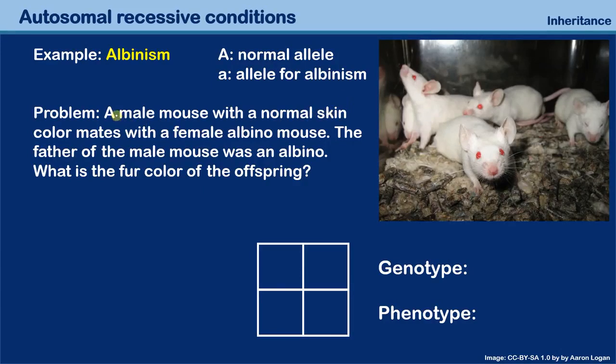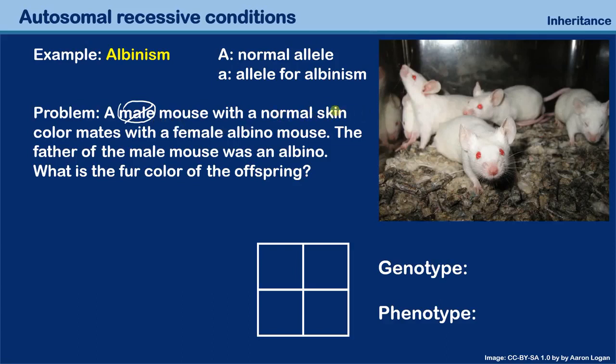So here is the problem. A male mouse with a normal skin color mates with a female albino mouse. The father of the male mouse was an albino. What is the fur color of the offspring? So the male mouse has a normal skin color, but this information is completely irrelevant right now because I know that albinism is autosomal. So we do not worry about whether it's a male or female mouse.